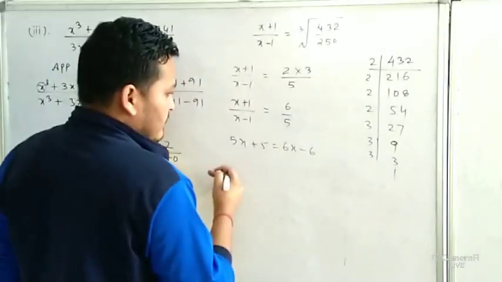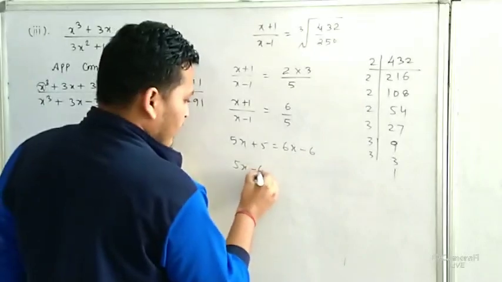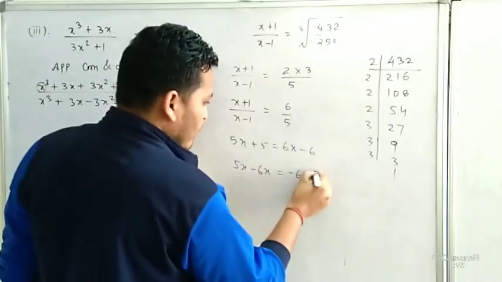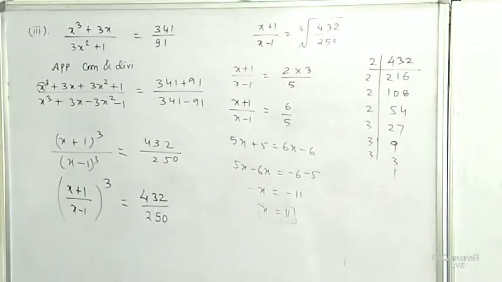So then taking x on the same side, it is 5x minus 6x is equal to minus 6 minus 5. Then it is minus x is equal to minus 11. So x is equal to 11. So x is equal to 11 is the answer of this question, question number 8 third part. Hope you understood this thing. How can you calculate this one? Next question.